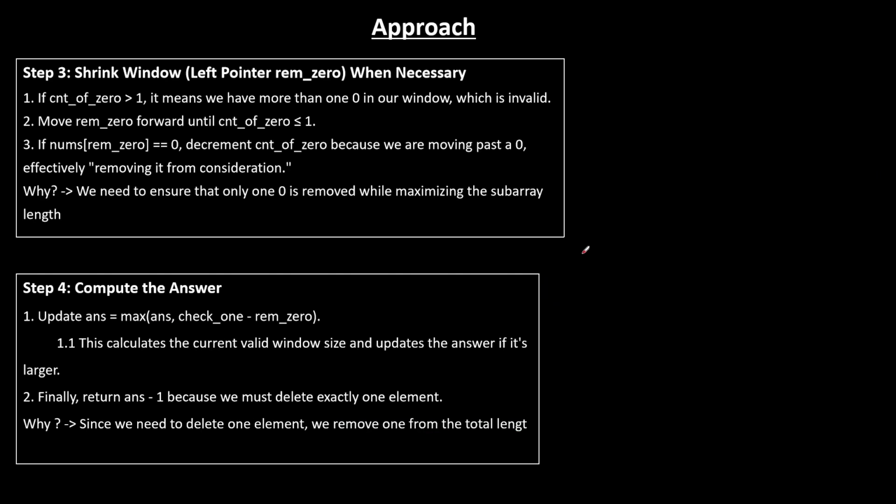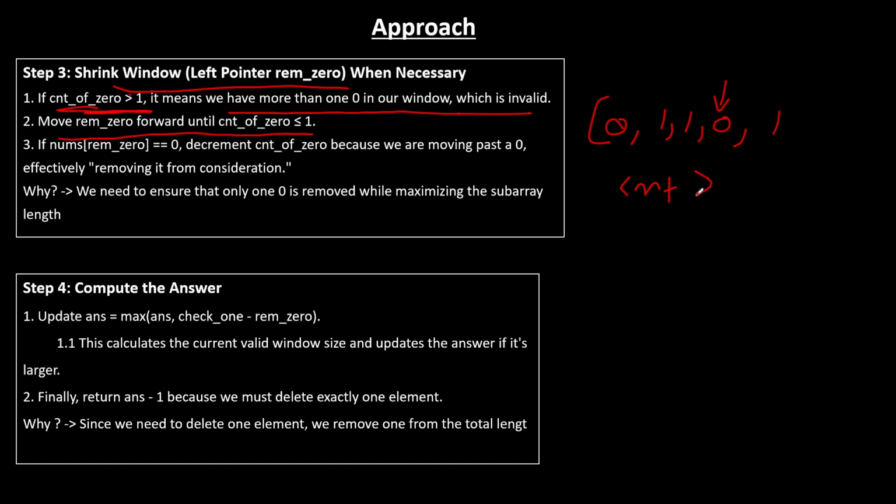Now let's move to the next slide. Now, while shrinking the window, left pointer, here, as I explained before, if the count of zero becomes greater than one, it means we have more than one zero in our window, which is invalid. We move the left pointer forward until the count of zero becomes one or less than one. For example, if this is the array and we are standing here and the count becomes greater than one, I have to reduce the size to here so that the count again becomes one.